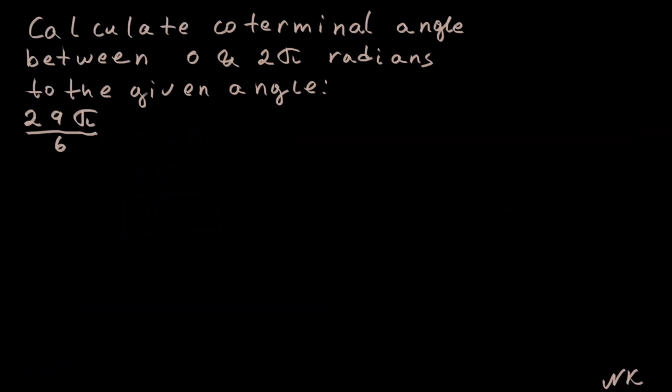In this problem we have to calculate the coterminal angle between 0 and 2 pi radians to the given angle of 29 pi out of 6. If you're not sure that 29 out of 6 pi is more than 2 pi, plug in 29 out of 6 into your calculator. 29 divided by 6 gives us 4.8 and repeating 33333, which is way more than 2.